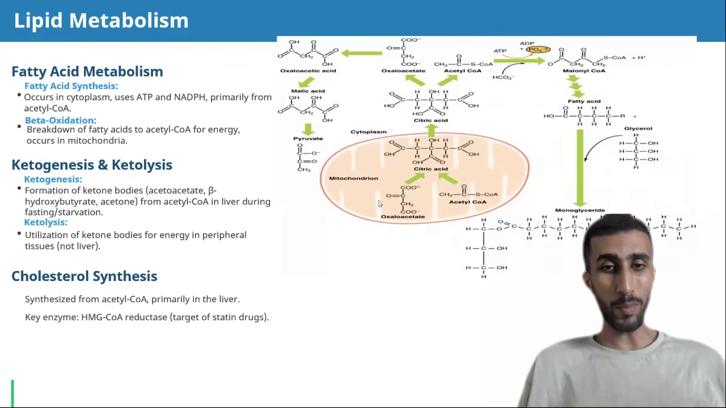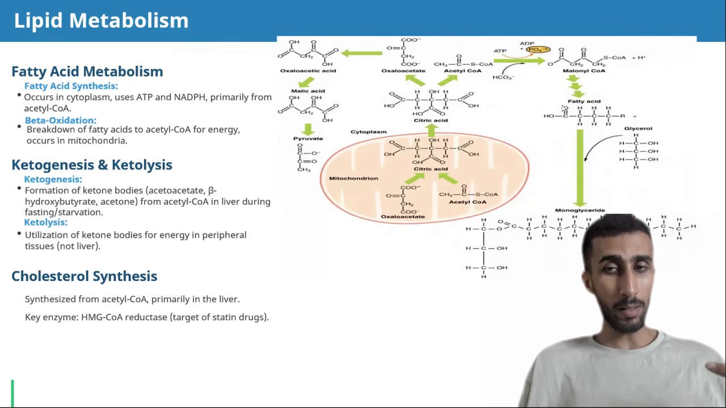So the acetyl-CoA combines with oxaloacetate forming citric acid. The citric acid is going to go out into the cytoplasm, and then it's going to degenerate again into oxaloacetate and acetyl-CoA. And with the enzyme acetyl-CoA carboxylase, with the help of ATP, it's going to be converted into malonyl-CoA. So acetyl-CoA carboxylase is the rate-limiting enzyme or step here.